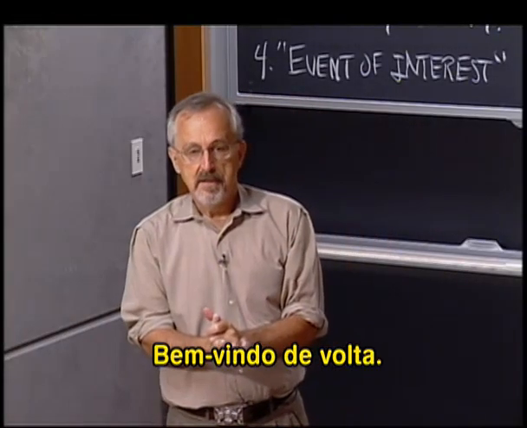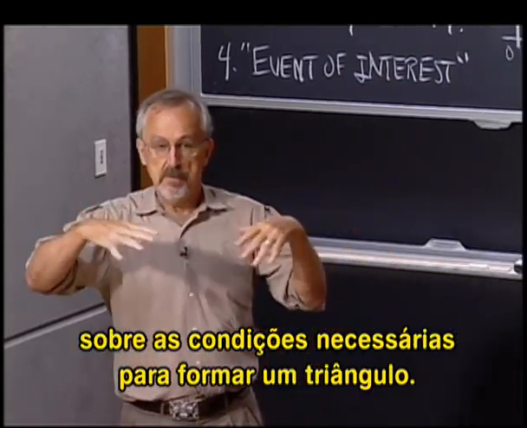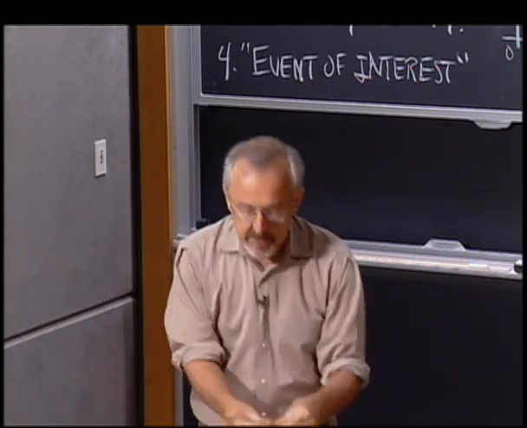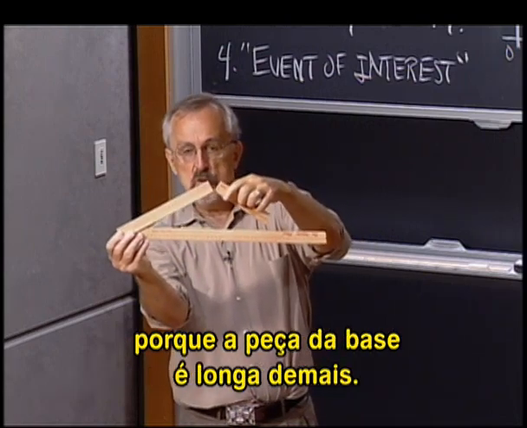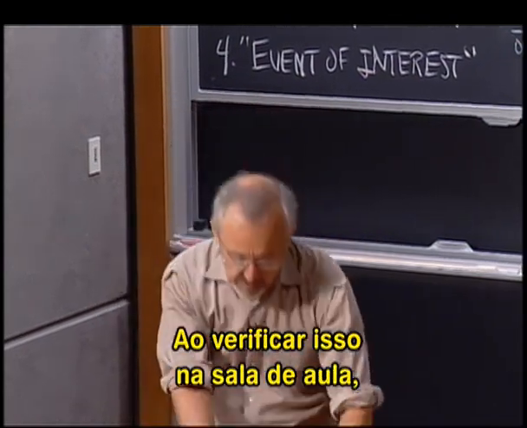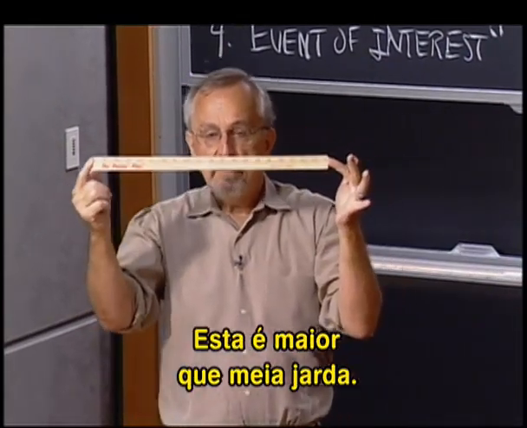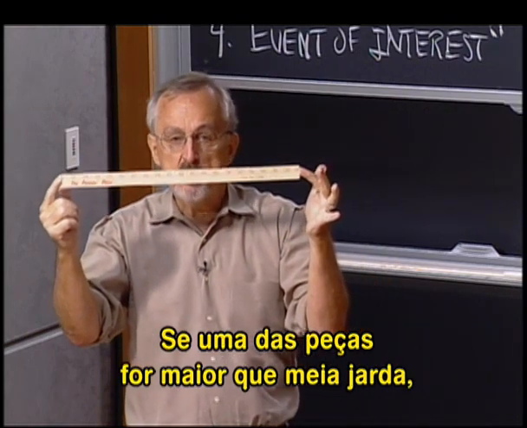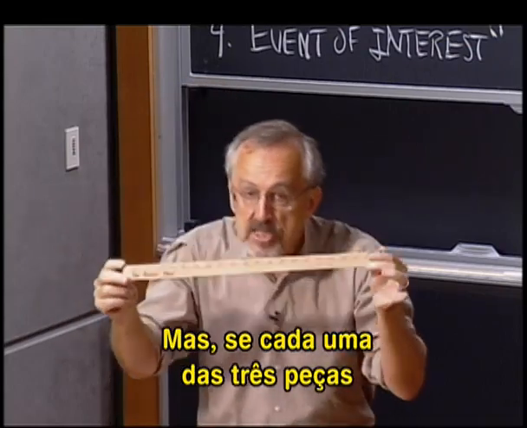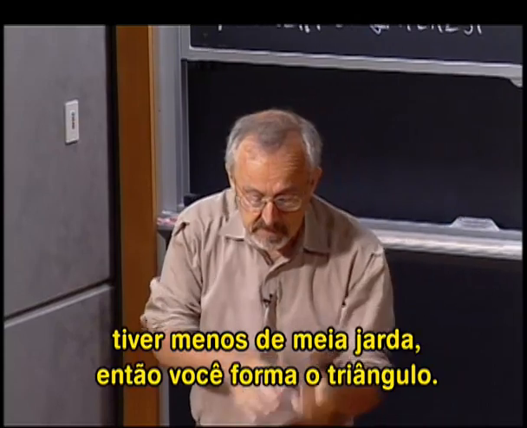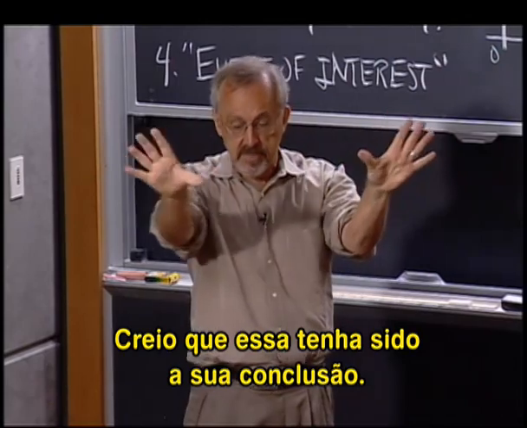Welcome back. By now, I'm sure you've had a very active discussion in your class about what conditions need to prevail in order for a triangle to be formed. You notice that this one here, we can't form a triangle because this piece on the bottom is too long. Now, if you formalize this in your class, you see what the definition of too long is. This one is more than half a yard length long. If one of the three pieces is more than half a yard length, then you can't stretch the other two to make a triangle. But if each of the three pieces is less than half a yard length, then you can make a triangle. And I'm sure that is the outcome of your class discussion.